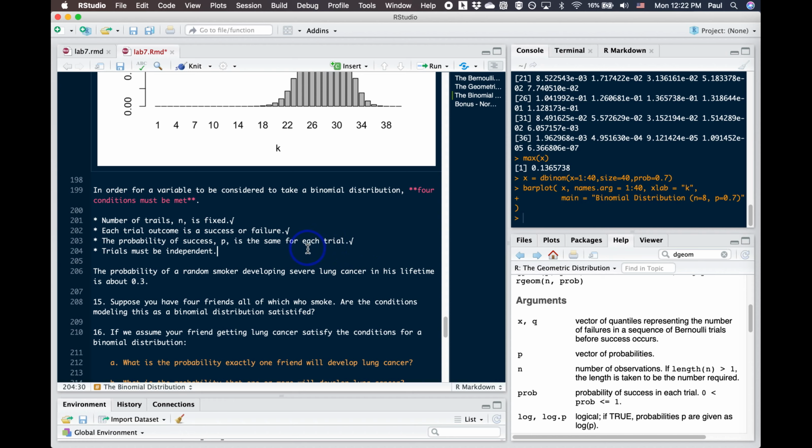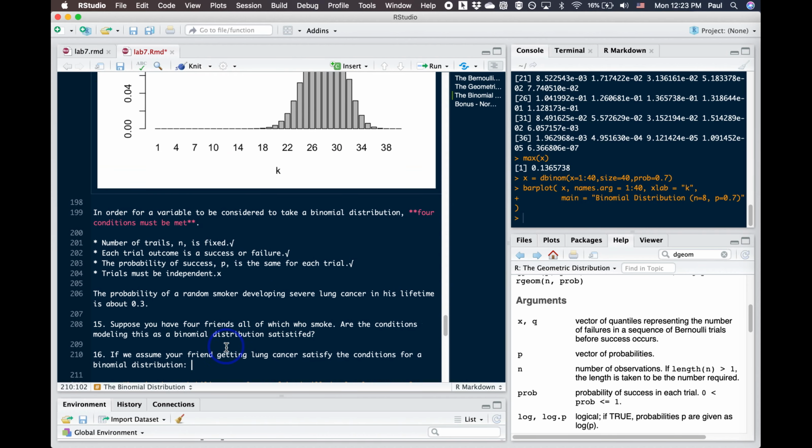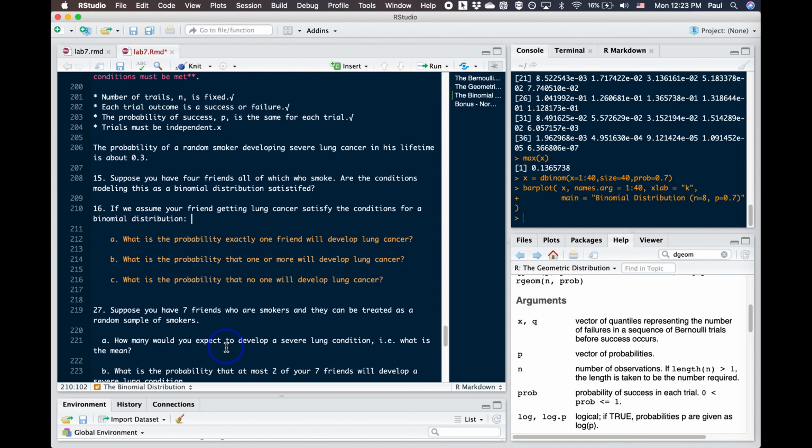Are the trials independent? Are your 4 friends independent samples from a general population? I would say no, because your friends might have similar habits or might influence each other. So technically we can't consider this a binomial distribution, but if we want to overlook this last one, the independence, we can still model it. This is still an interesting problem, right?